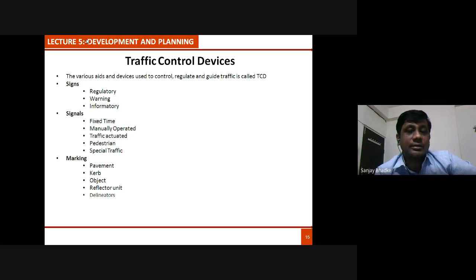We know that there are various types of marking. Some markings are white in color, some are yellow. So why are we using yellow and why white? There is some technical aspect behind it. That's why we use these colors. And the central marking we provide on the road makes us aware of the proper alignment of the road, which is very helpful for us.